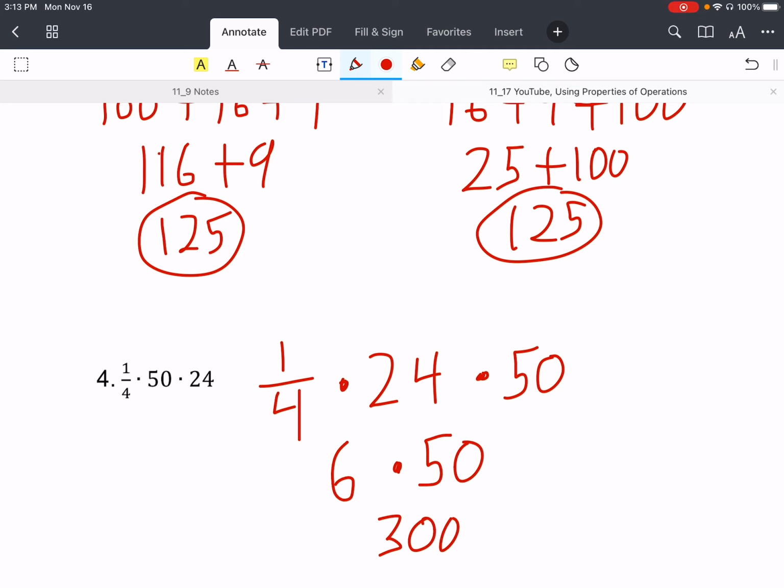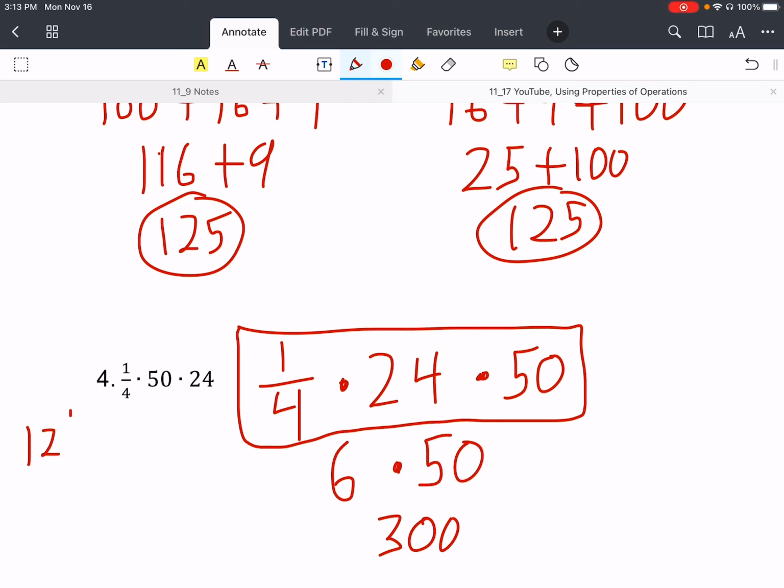So up here, I switched the order of the numbers around to make my life easier. Because 1/4 times 50, I know that's 12.5, but that's still a little complicated, especially if I'm now trying to multiply by 24. Hopefully you can see that the commutative property made this problem easier by simply rearranging the numbers.